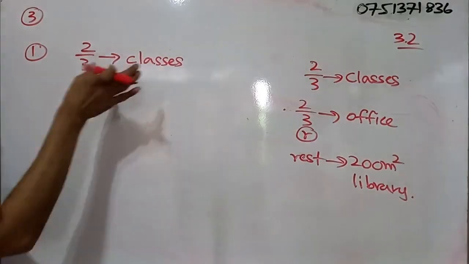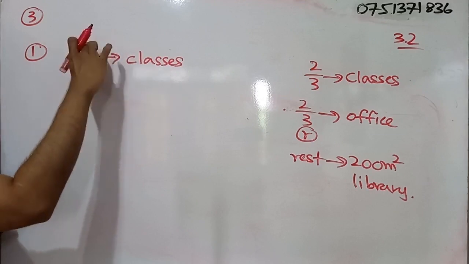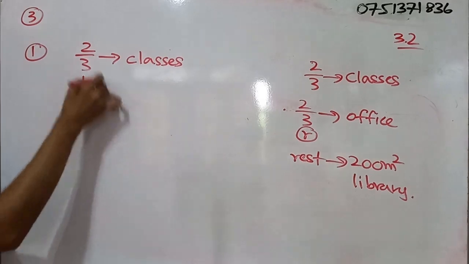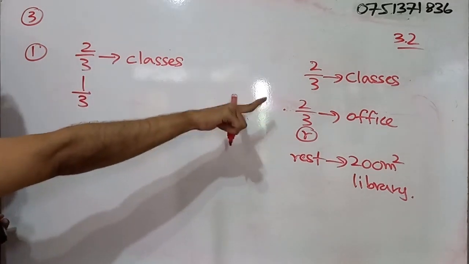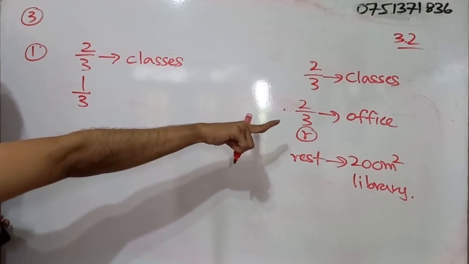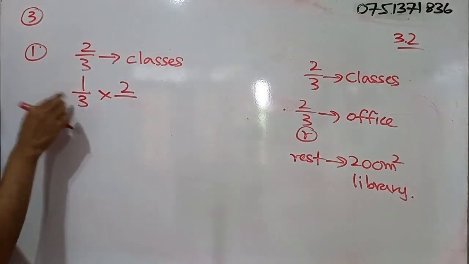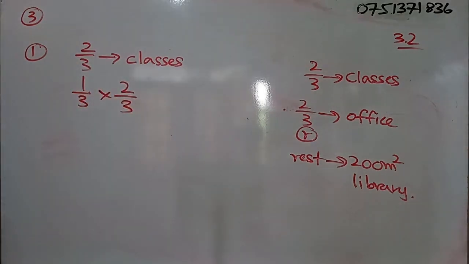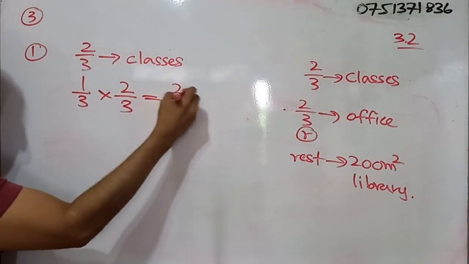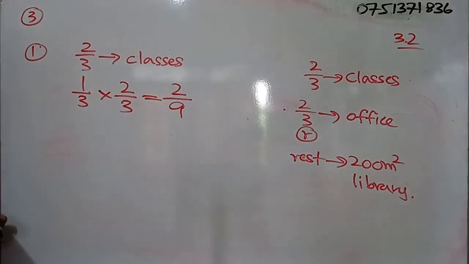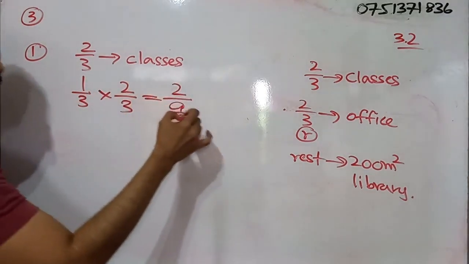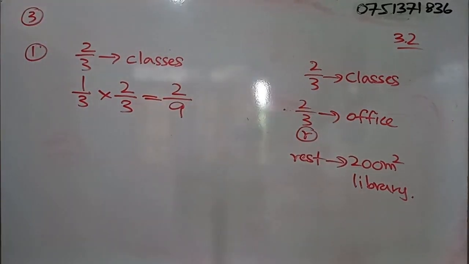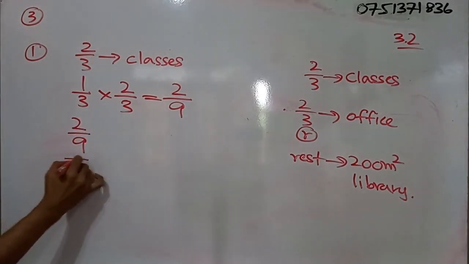No? So from the remaining amount, after 2/3 goes, how much is the remaining amount? 1/3, no? From 1/3, another 2/3 needs to be allocated for the office. So 1/3, this is the remaining amount, right? So 2/3. So what will it be? 2 times 1, that is 2. 3 times 3, that is 9. So this is the amount from the whole area that is allocated for the office, right? So 2/9, that is the answer.